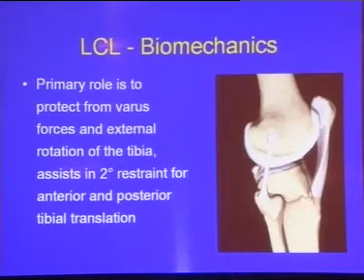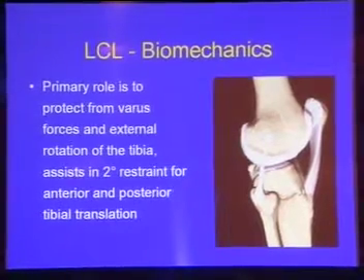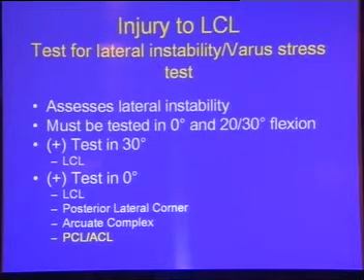A test that is positive at 0 degrees and 30 degrees means the injury is very severe. Now coming to the lateral side, always examine the knee for varus instability at 30 degrees as well as at 0 degrees. Isolated injuries to the LCL are very uncommon. In case the test is positive only at 30 degrees, you can say that the LCL is injured. In case the test is positive at 0 degrees, that means the injury is much more severe.